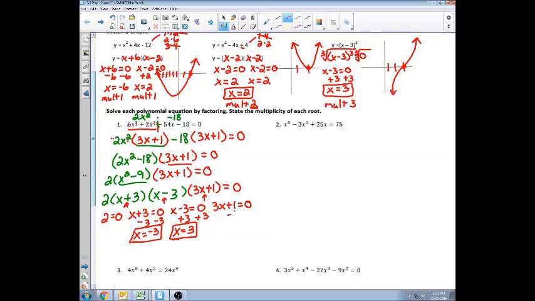I'm going to subtract 1, so 3x is equal to negative 1, divided by 3, x would equal negative 1 over 3. Okay, you should be able to do that as well.